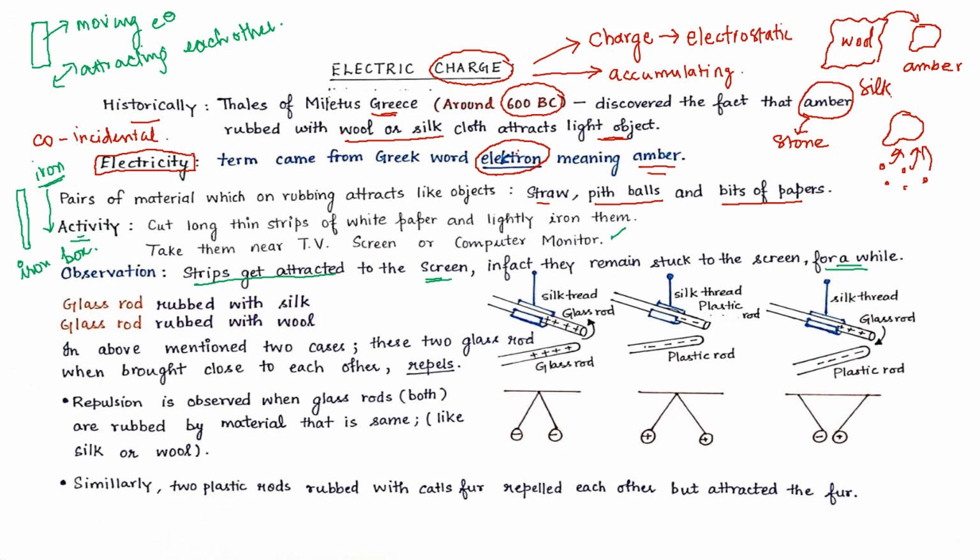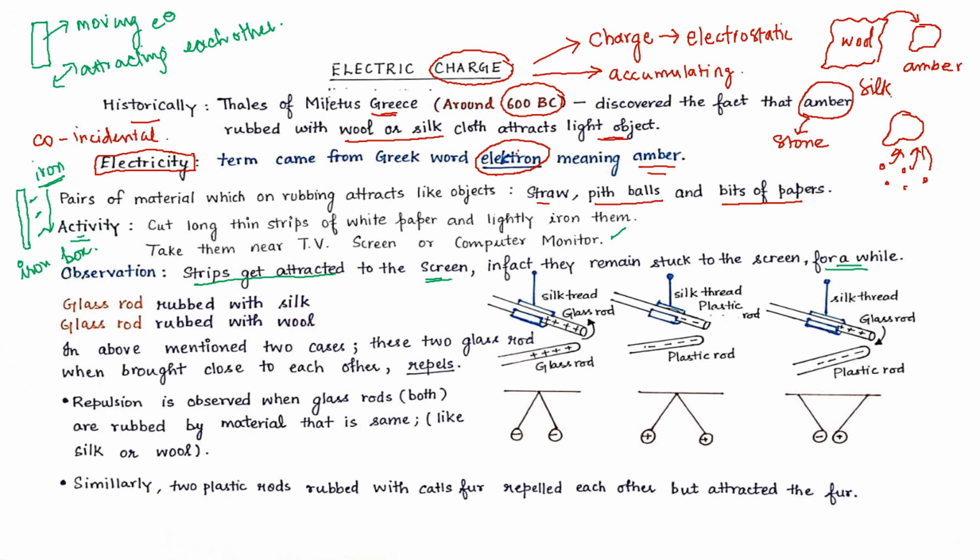So how is it happening? It's just because charges are being accumulated over this paper stripe. Okay, so this is our observation from our paper stripe and mobile screens experiment.